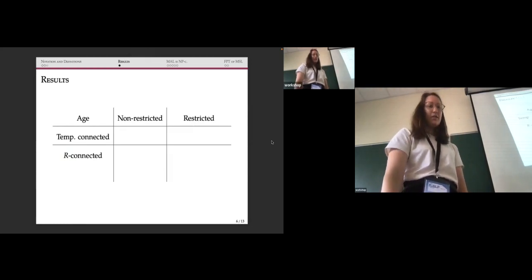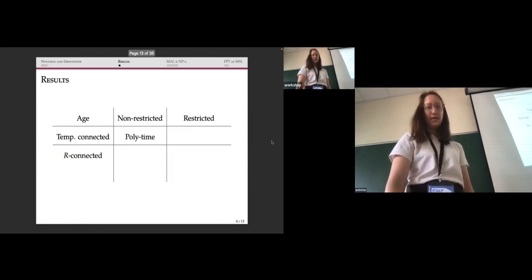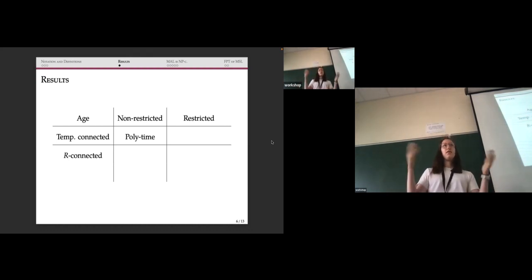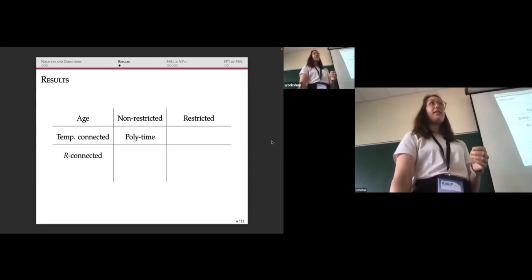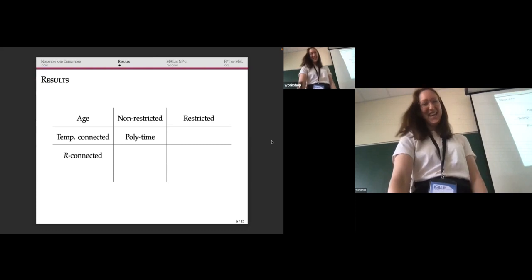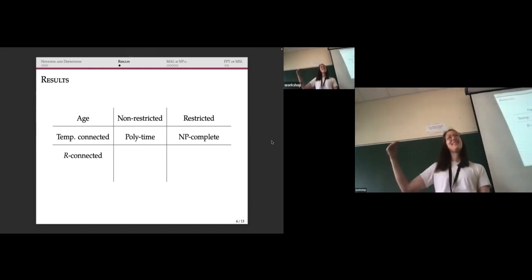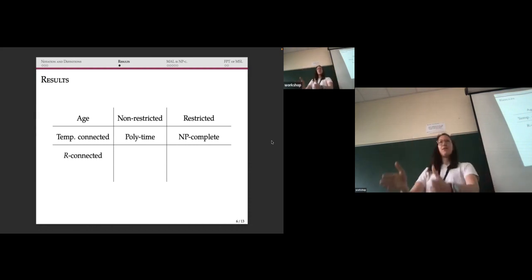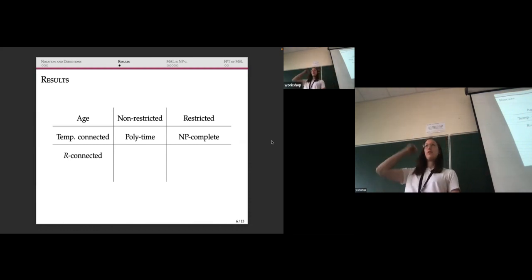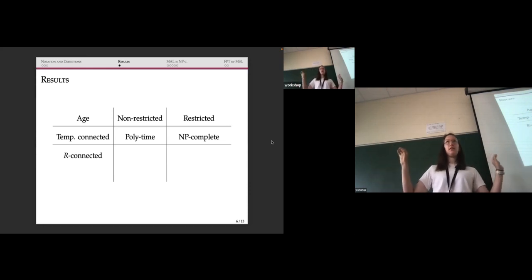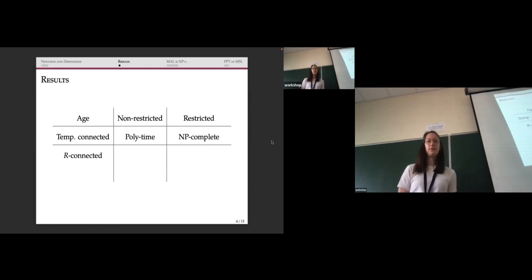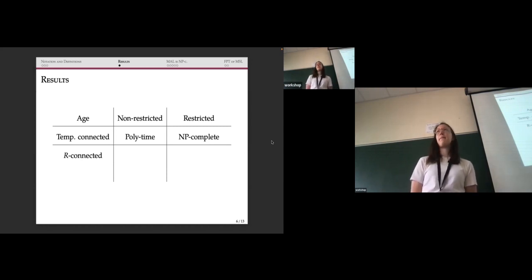Yeah, and our results. In the case where we have unrestricted H, and your condition is to connect every vertex among each other, we found a polynomial time algorithm. Interestingly, if we restrict the H, so you give me a graph and say the maximum label you can use is alpha, which has to be at least the diameter, because otherwise two vertices will not reach each other, in this case we found out that the problem is NP complete.